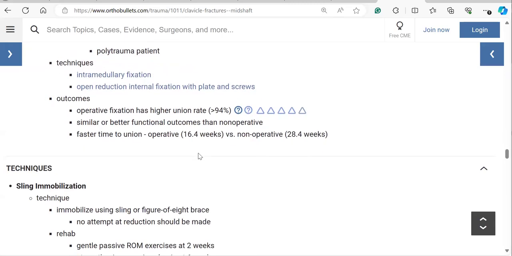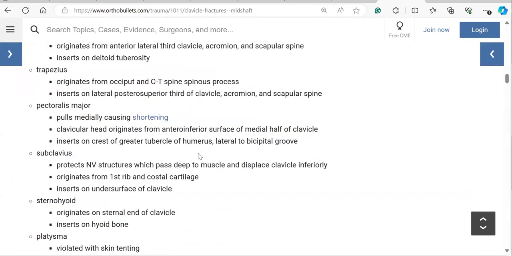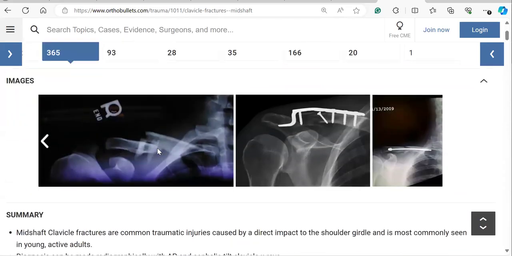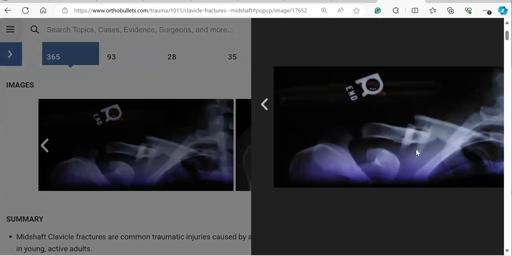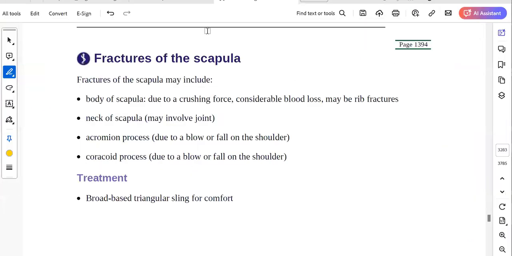Okay? But if you have seen something like that in the exam, like this one, this usually needs an open reduction and internal fixation, because sling will not fix this. Okay? And also there is some guideline on the ortho bullet about distal clavicle fracture. That's on the ortho bullet that I have shown you. Please go through that in your own time as well.